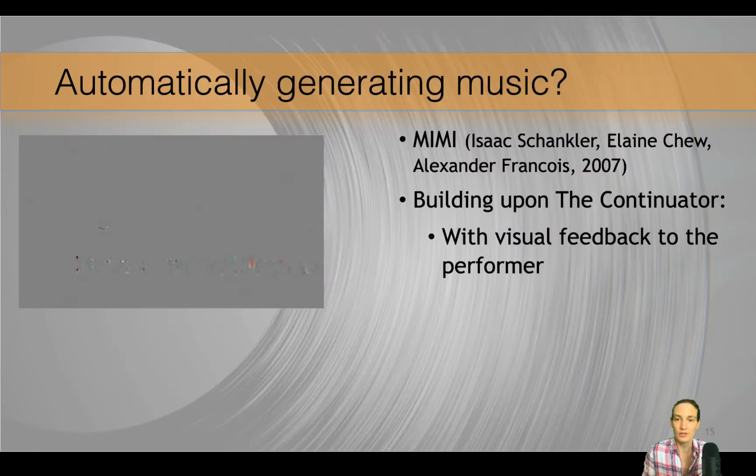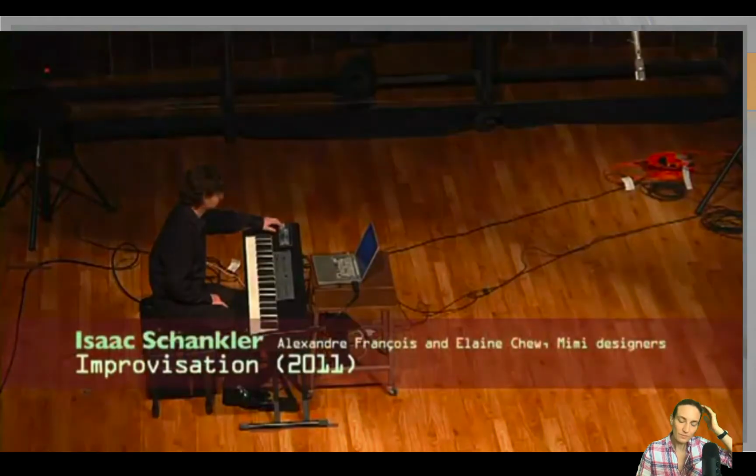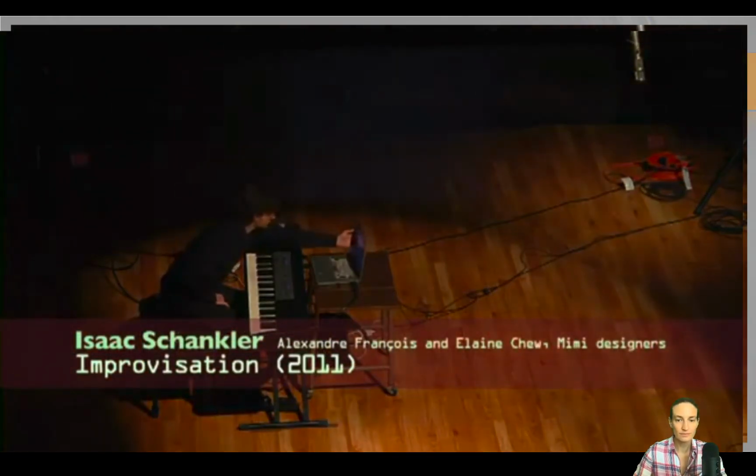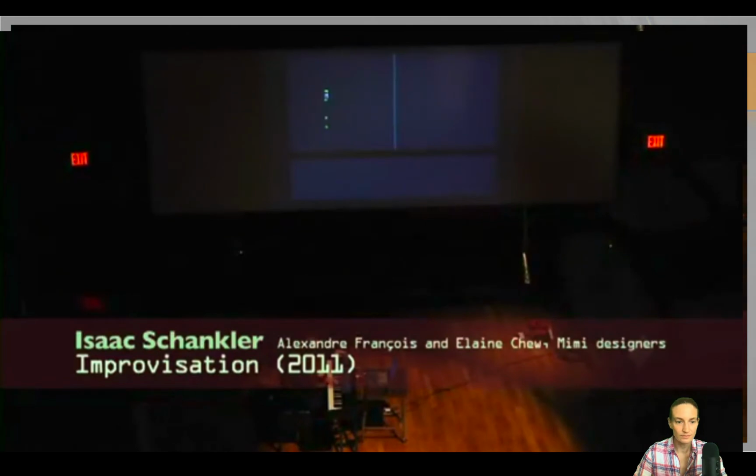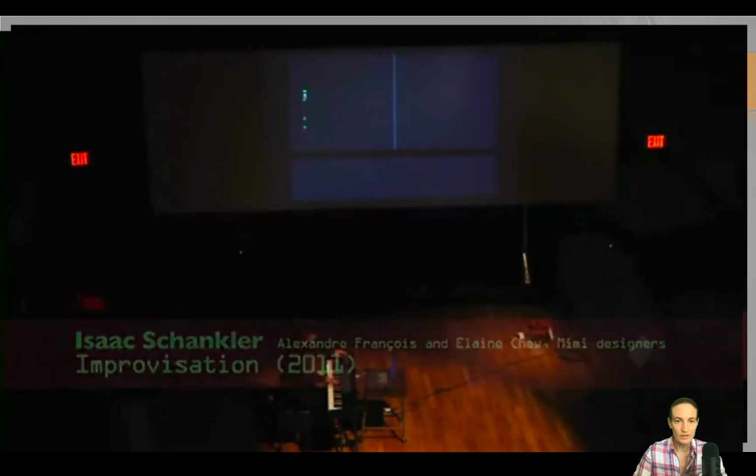Now, Elaine Chew with Isaac Schankler and Alexandre François took the system one step further, and they thought, well, a musician needs to know what the computer is going to play so that they can interact together. So MIMI actually visualizes what the computer is about to play. So the screen will show you the notes that the computer will be playing in the future.